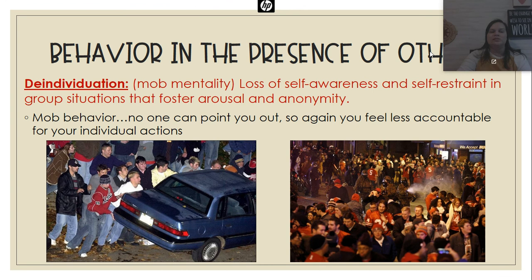De-individuation, also known as mob mentality, is your loss of self-awareness and self-restraint in group situations that foster arousal and anonymity. So in a mob, when there's a large group of people, with de-individuation, no one can point you out, or you at least feel like no one can point you out. So again, you feel less accountable for your individual actions. So people will do things that they normally wouldn't. You're not just going to go out with your best friend and go riot and start fires in the street, tipping over cars. But when there's a large group, people are more likely to do stuff like that.